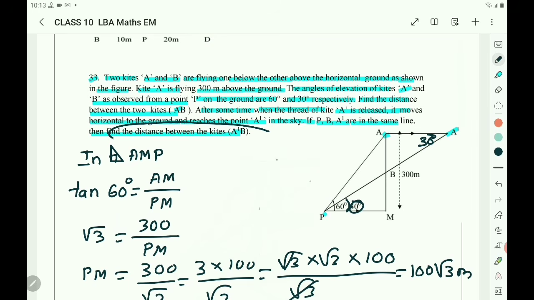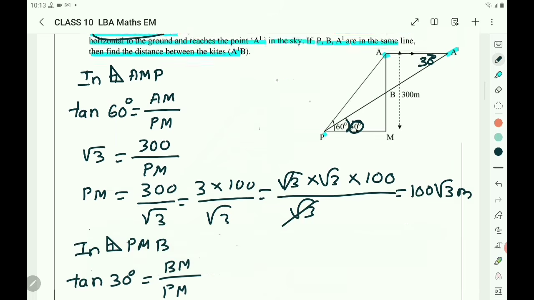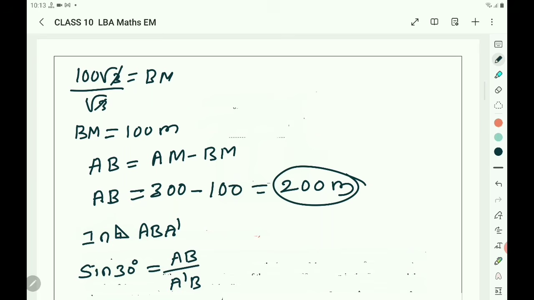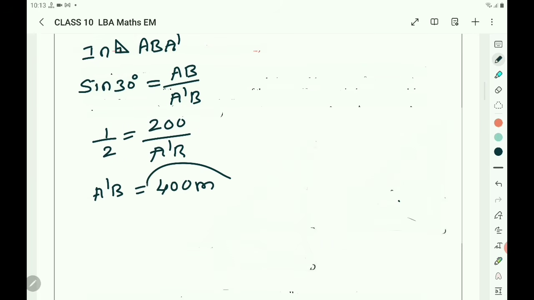Here the question is find the distance between A dash and B, and also find the distance between A and B. These two we got here. AB is 200 meter, A dash B is 400 meter.